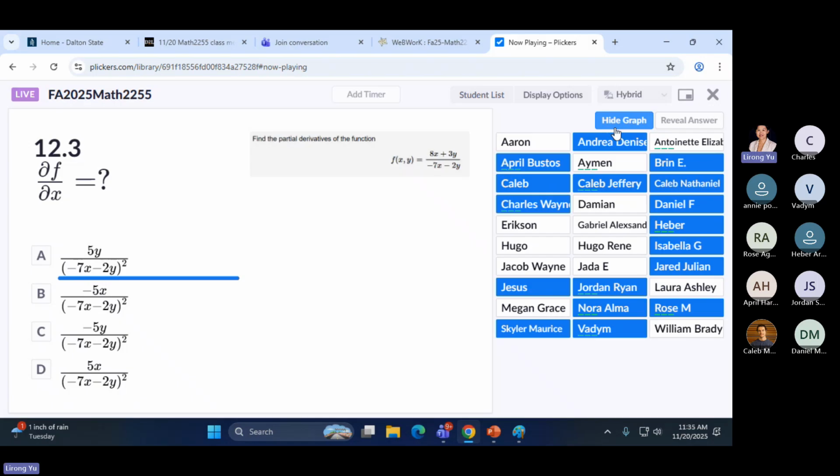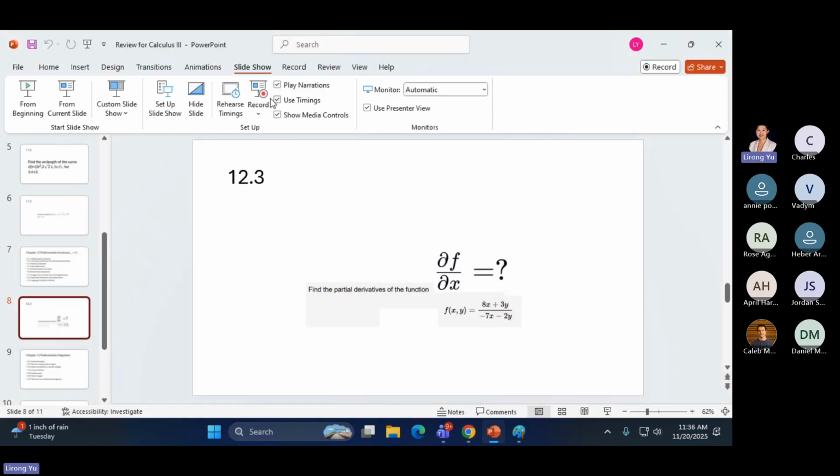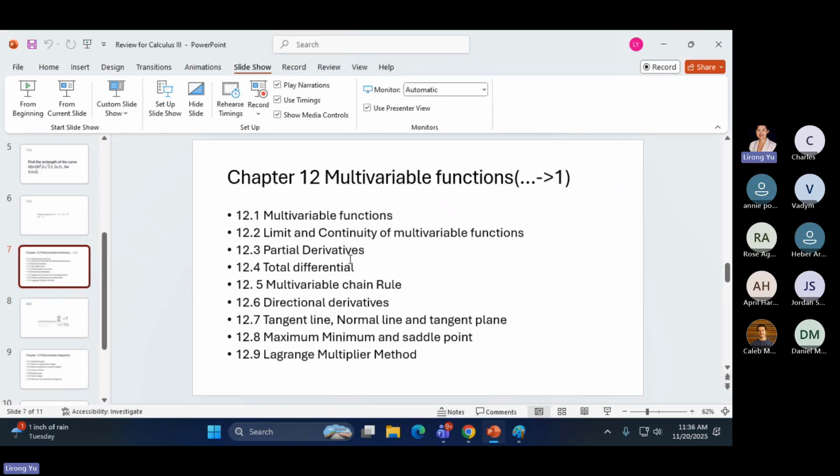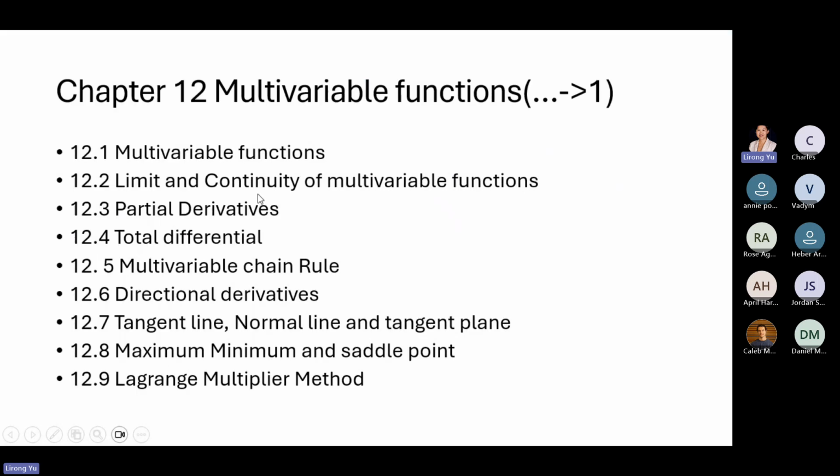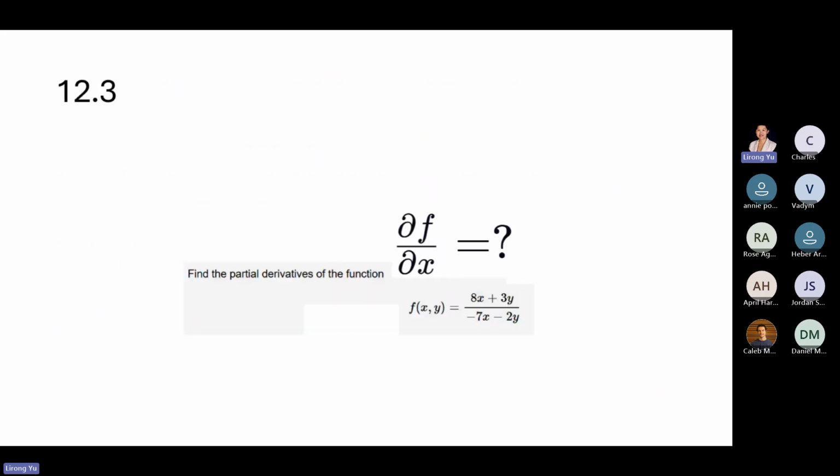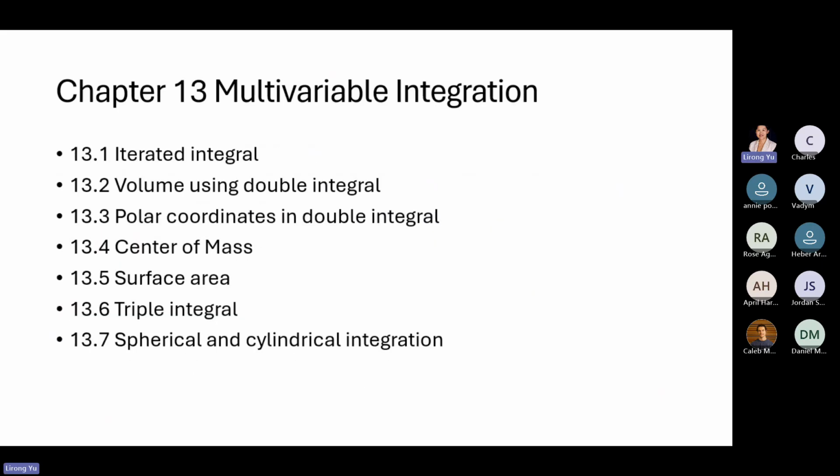So now everybody's answer is A now. Let's move on. That was one of the exercises for chapter 12. I didn't single out every section's question for practice for today. We'll see if we have the extra time. And I just want to try to go through every content and list out what we were doing the whole semester. All right, chapter 13 is multivariable integration.